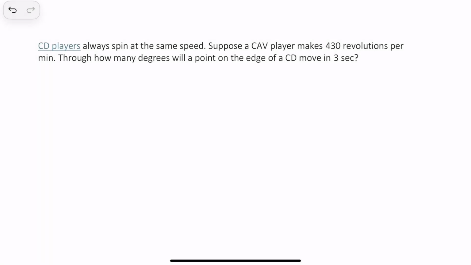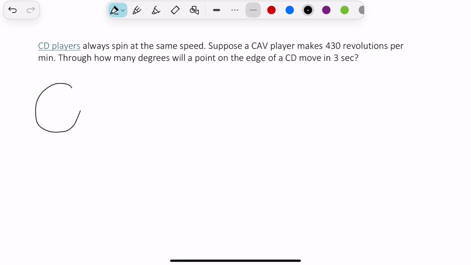Welcome. In this video, I'm going to show you how many degrees a point at the edge of a CD will move in 3 seconds. And I included a link here on my notes for those of you that don't know what a CD player is. I feel like I'm dating myself with that since no one uses them anymore.